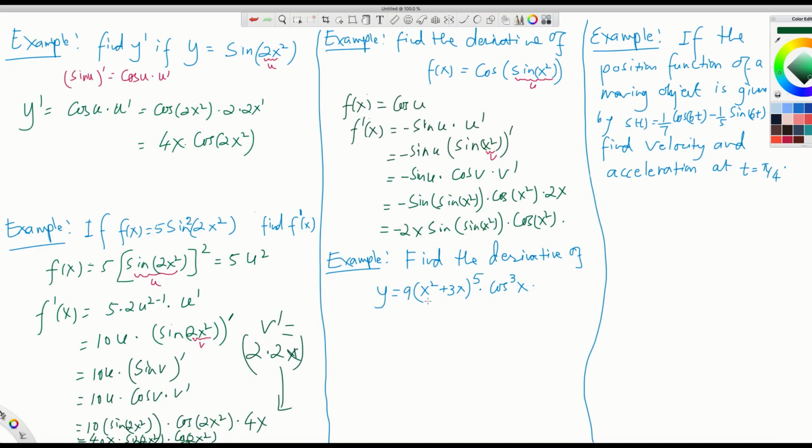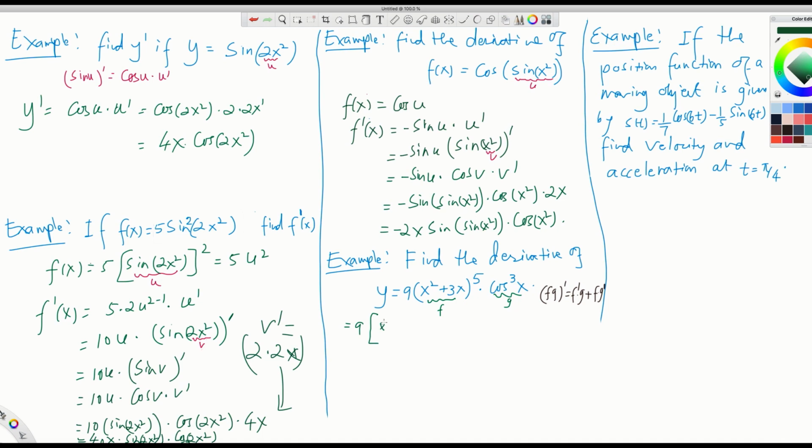So you can think of this as f, and this as g, right? So what is the derivative of f times g? The derivative of f times g is f prime times g plus f times g prime. You see that? So that's what you do. Okay, so let us use the product rule here. You will get 9, which is outside of everything, right? So f prime, what is f prime?